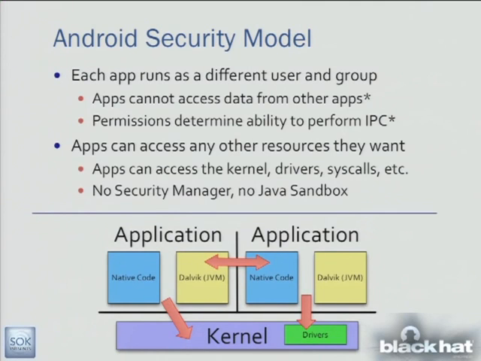Besides that, though, the applications can access any other resources they want. They have full access to the kernel, to drivers, to system calls. They can run native code. It doesn't matter. Now, while applications are written in Java, they're run in a different VM. They're run in Dalvik, and Dalvik doesn't have what Java has with the sandbox or the security manager that restricts what code you can run. Any code can be run inside of an Android application. So the way this looks graphically is that applications can talk to other applications if they allow it, and then applications can talk to anything in kernel land if they want to. There's nothing stopping them. That's it.